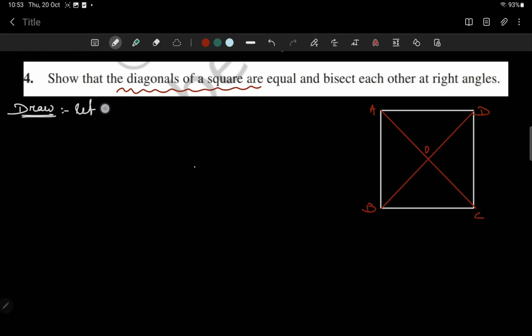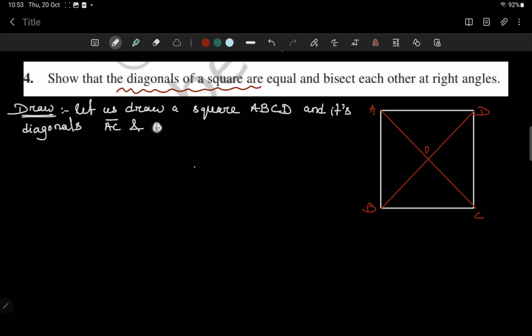Let us draw a square ABCD and its diagonals AC and BD. Okay, this is the drawing part. Then given data, what is given? In these questions, writing the given data and what you have to prove, these two are very important for you.